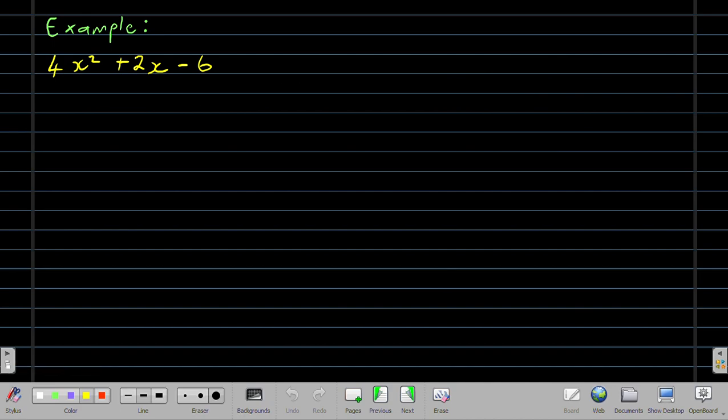Okay, so we have 4x squared plus 2x minus 6. All right, same thing as before. We notice here that we actually have a common factor. We have a common factor of 2. So this gives us 2x squared plus x minus 3.